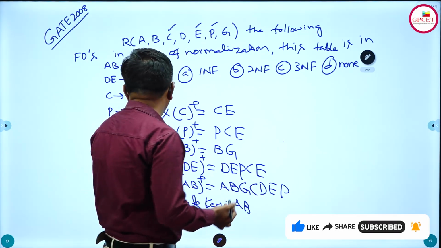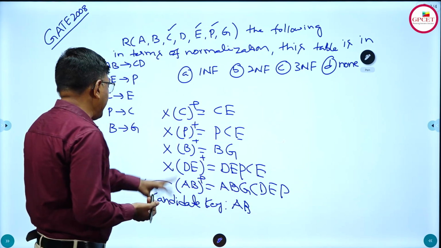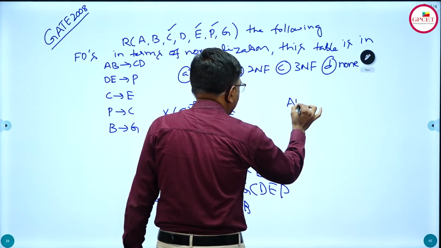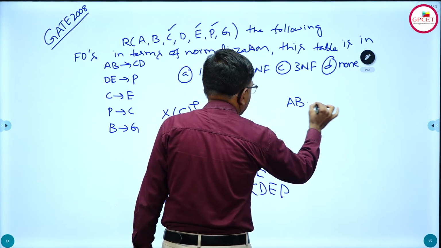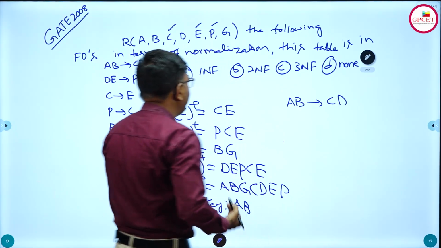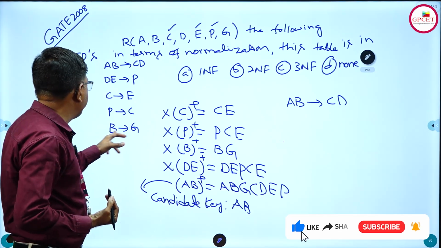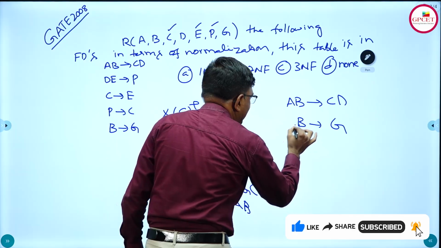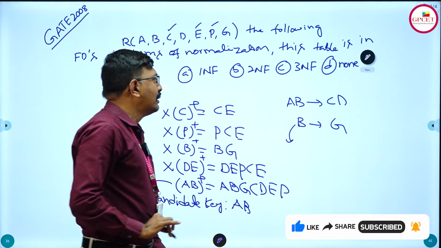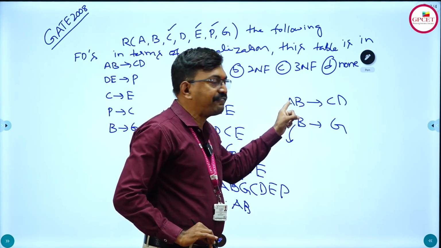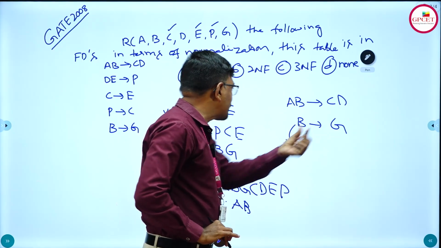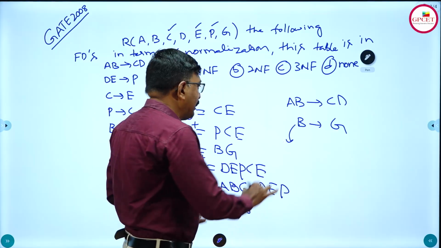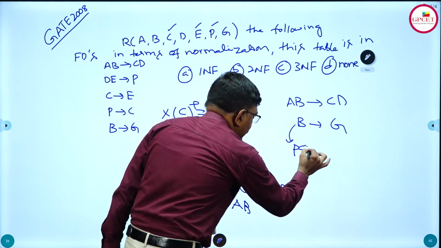Right, what is the first one? AB. Observe here, AB is a primary key, or AB is a candidate key. AB tends to CD. Observe here, B tends to G. B tends to G is a part of a primary key. But here, non-key attributes should be fully functionally dependent on the primary key. Here B tends to G, which is a part of the primary key. That's why partial dependency is there.